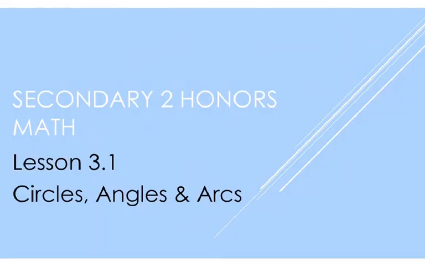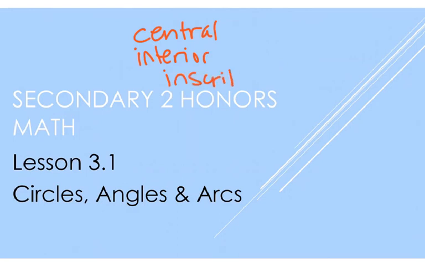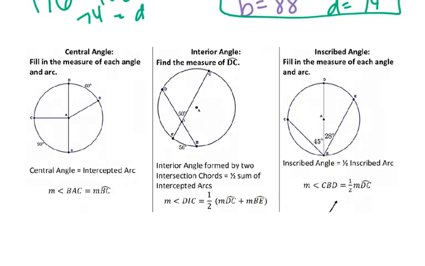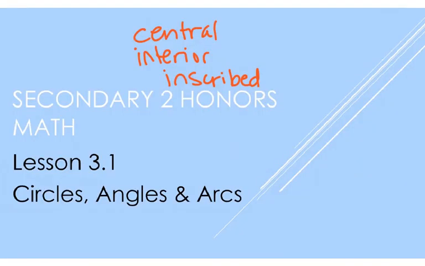Okay, you need to make sure that you understand the 3 types of angles, so central, interior, and inscribed, and make sure you understand how to identify them and then how to use the formulas that we talked about on this part right here. As far as the vocabulary words that we did at the very beginning of the lesson, we'll keep going over those things and seeing where they apply in circles, but this is the main point for today's lesson.